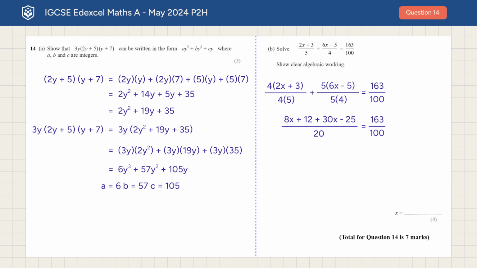Now we solve the full equation. To clear the fractions, we can use cross multiplication. This gives us 100(38x - 13) = 163 times 20. Expanding the left side, we get 3800x minus 1300. On the right side, 163 times 20 is 3260. Now add 1300 to both sides. This gives us 3800x = 4560. Finally, divide 4560 by 3800. The result is x equals 1.2.